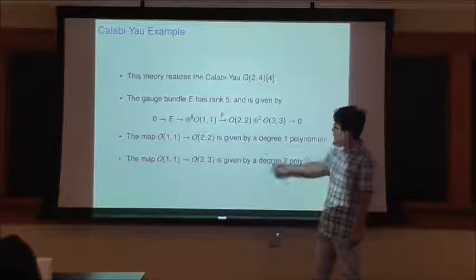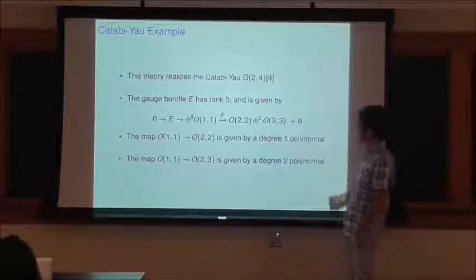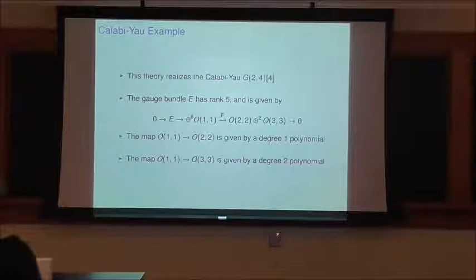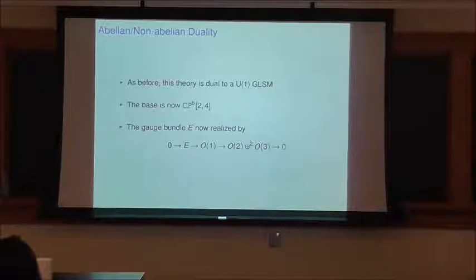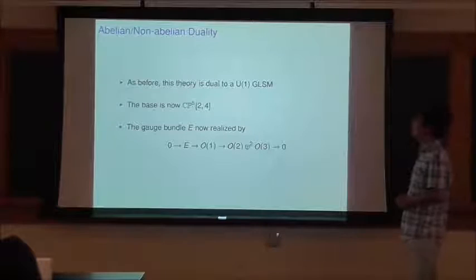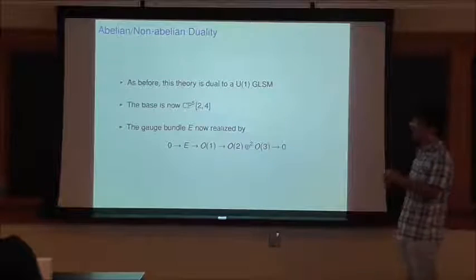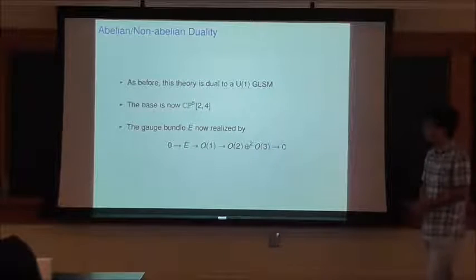and how. So the factor O(1) goes to O(2) by a degree 1 polynomial, and the second goes to the second factor with a degree 2 polynomial. So F is a doublet of degree 1 and degree 2 polynomials. Now here again we have an example of abelian and non-abelian duality. So here we have a degree 4 hypersurface in G(2,4), and G(2,4) is the same as a degree 2 hypersurface in CP5.